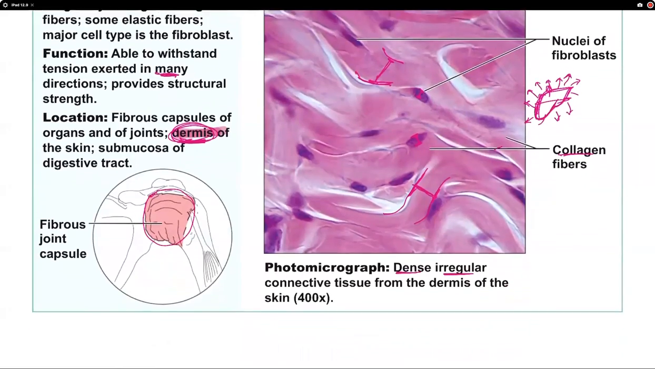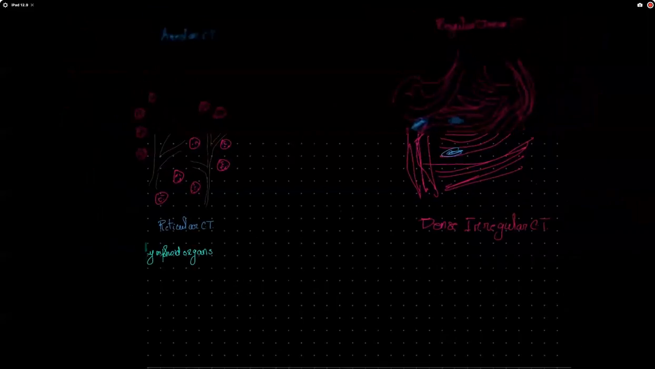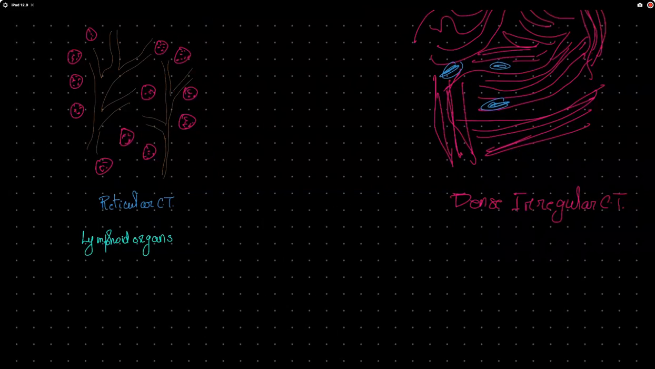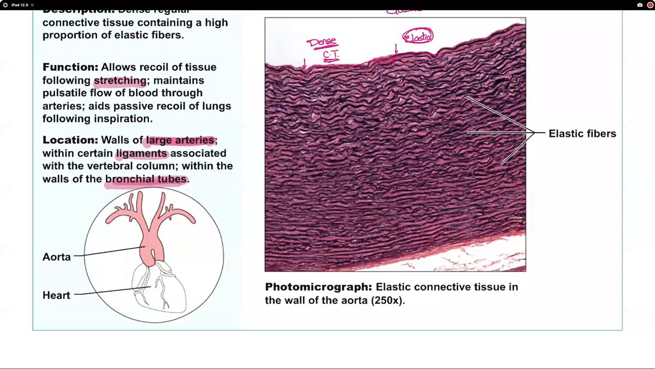Looking at another type of dense connective tissue in which I don't have collagen fibers, but instead I have those thin, darkly stained long fibers that are arranged very close to one another. Those are my elastic fibers. So when I see lots of elastic fibers closely packed against one another, this is going to be my elastic connective tissue, which is a type of dense connective tissue.